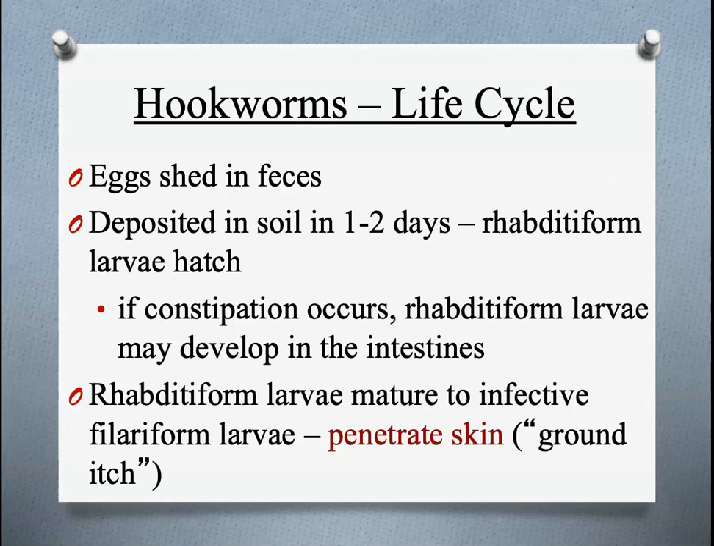Now it's worth noting here that if constipation occurs, like the patient isn't shedding feces regularly, rhabditiform larva may develop in the intestines, meaning the egg might hatch inside the patient and the rhabditiform larva could emerge there. But that's not as likely as eggs being shed and developing in the soil. After the rhabditiform larva stage comes the filariform larva. Rhabditiform larvae molt about a week later and mature into infective filariform larva.